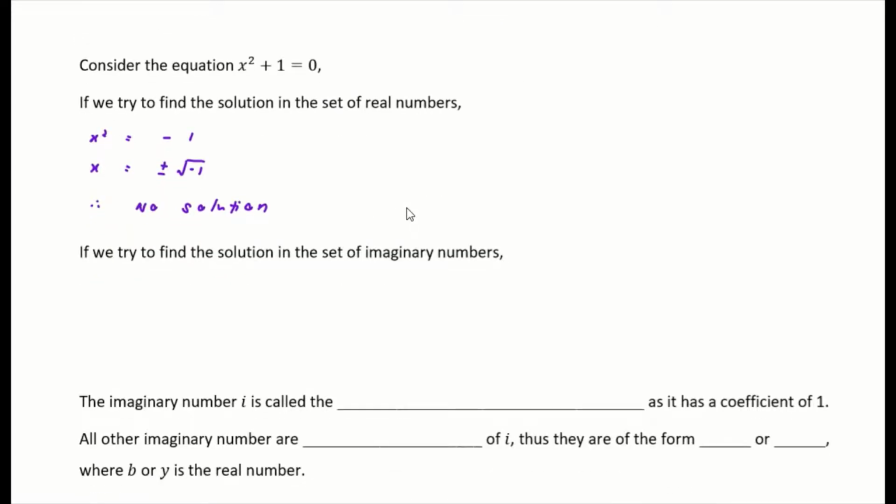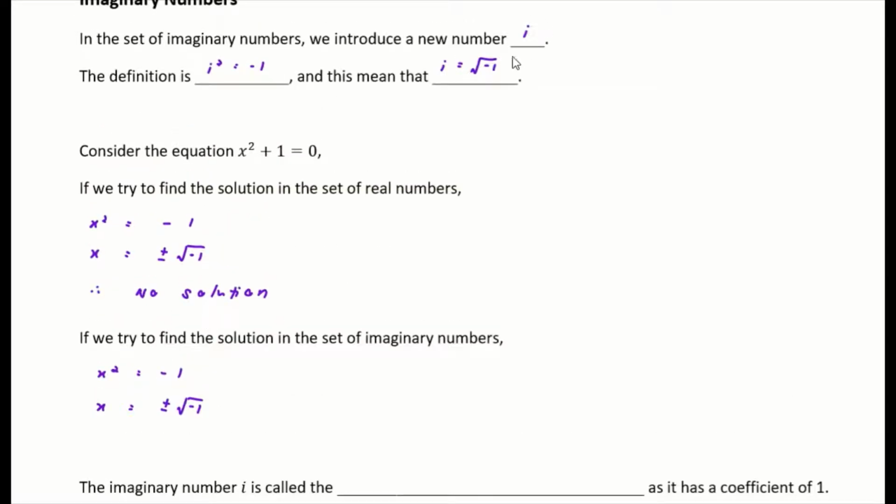But today we are going to find a solution for this. When I solve x squared equal to negative 1, I know that x equals positive and negative square root of negative 1. Do you remember what the square root of negative 1 is? It's actually i. So my answer is positive and negative i.